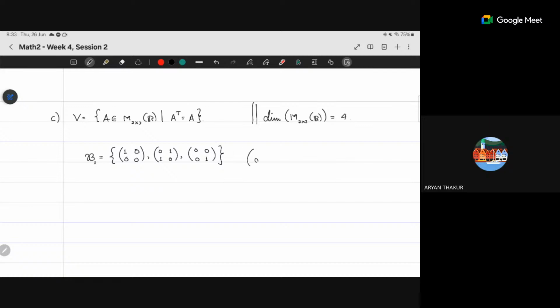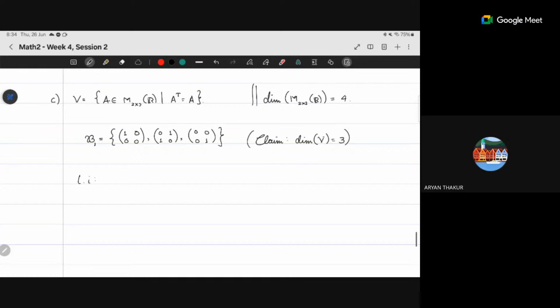So I guess you are claiming that the dimension of V is 3, right? So is this linearly independent? Is this spanning? Which one shall we take up first, linear independence or spanning? Let's take linear independence first. To check whether or not this is linearly independent, what do we need to do?